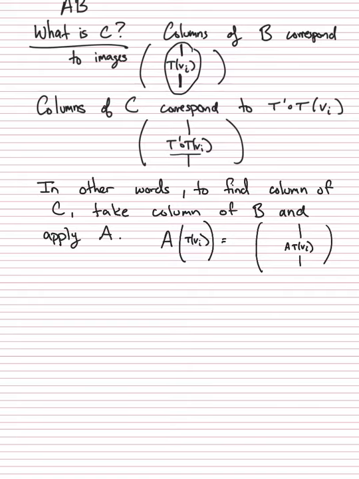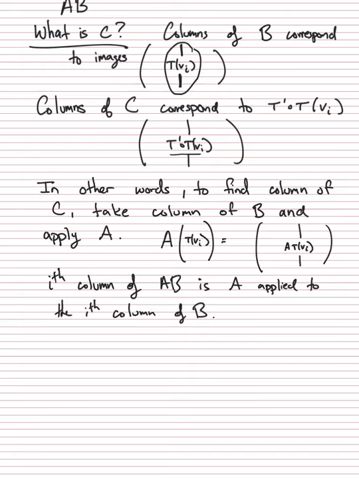Okay, and that's how we define our matrix multiplication of A and B, right? We just say that the ith column of the matrix AB is A applied to the ith column of B. Okay?